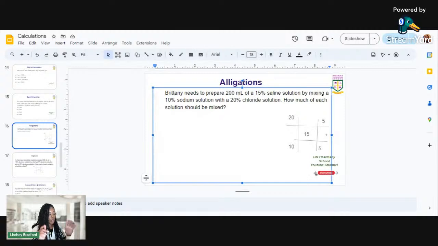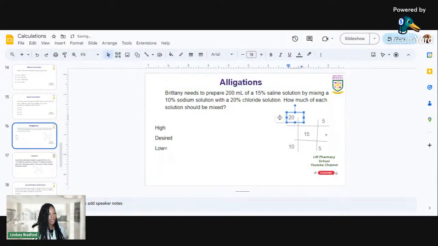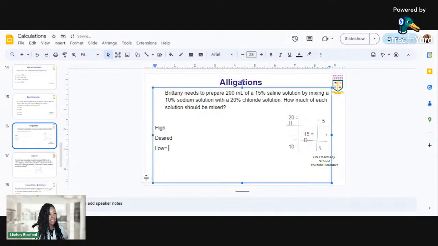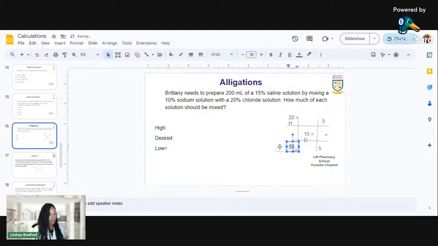So remember, I told you before that you always are going to figure out what your high number is, what your desired number is, and what's your low number, okay? So your high number is going to go next to the 20. So the 20 is our high, and then the 15 is our desired number, and then the 10 is the low number. So I'm just going to put the abbreviations here just so you know that.